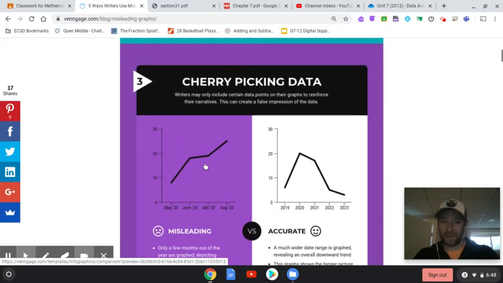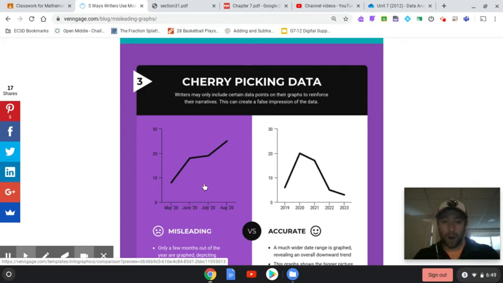3 is cherry-picking data. Cherry-picking data means settling on a part on the x-axis that's way smaller and shows what people want you to see. For example, with this one, look at this. May 20th to August 20th. It's showing you 3 months where it's going up. Oh, good. 2019 to 2023 goes up a bit, and then it comes crashing down.